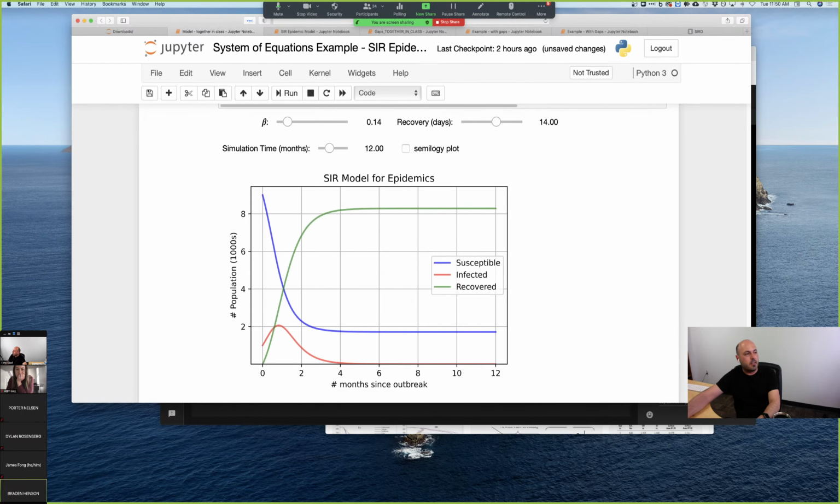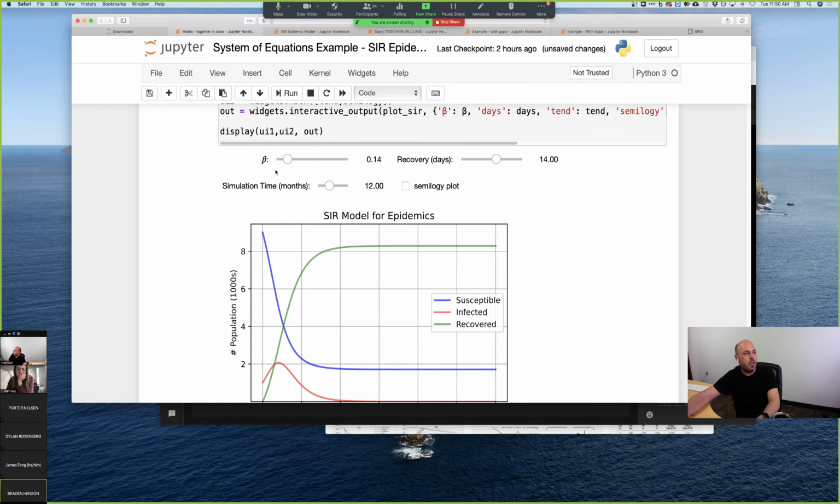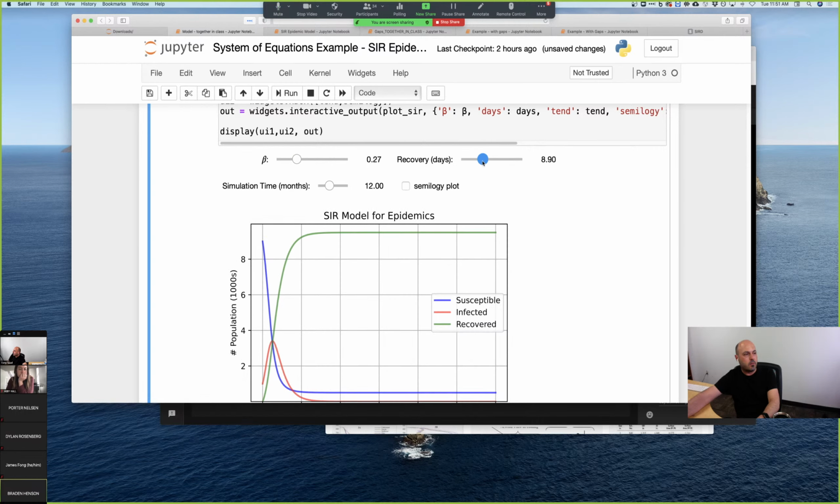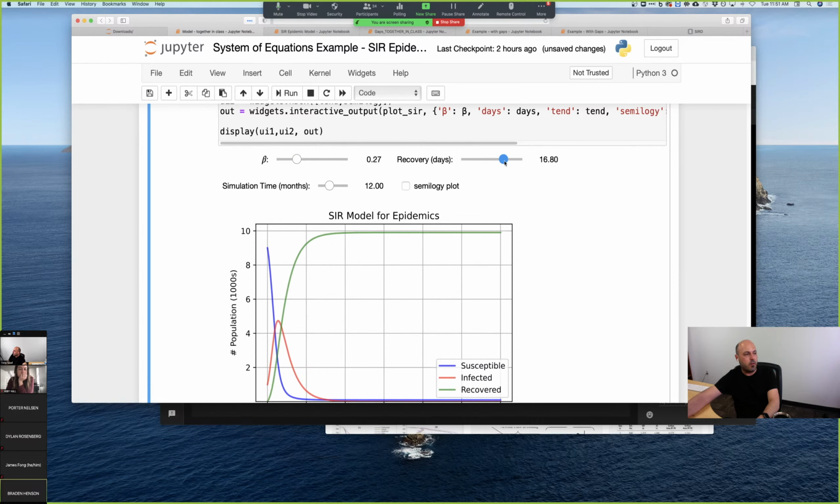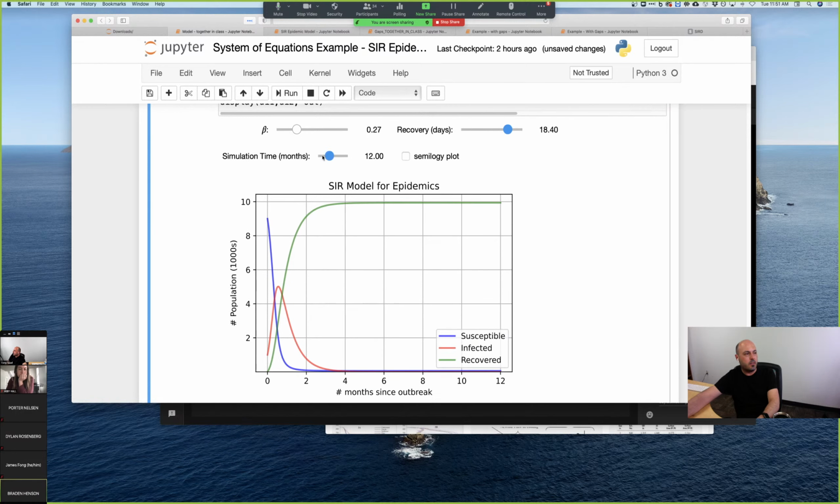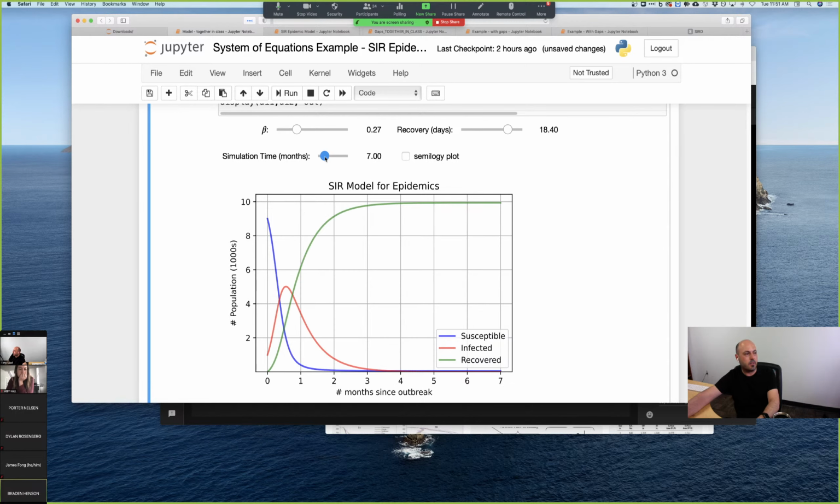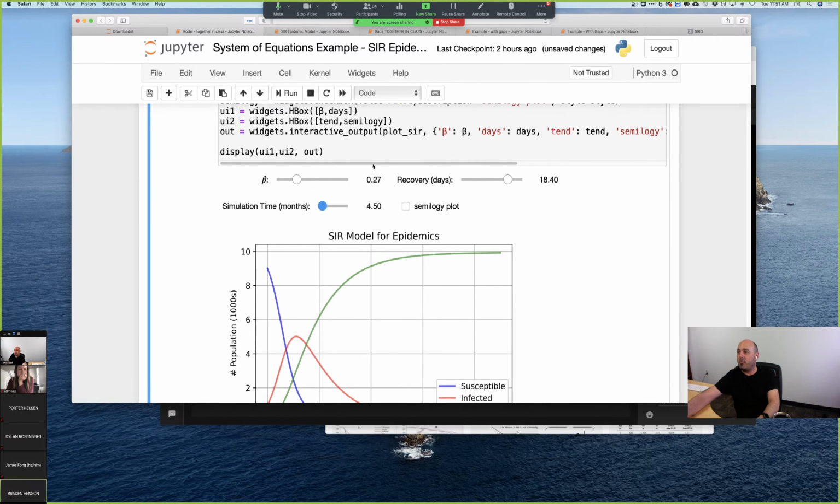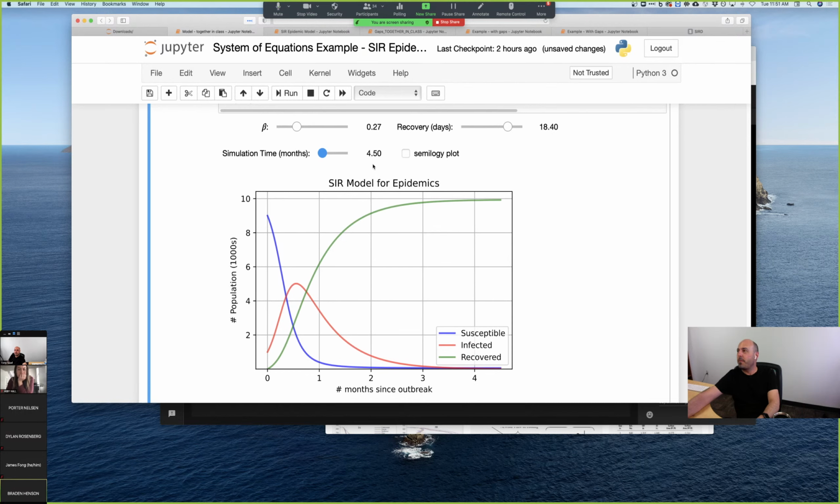And then when you do, you get this interactive simulation where you can just play around with the infection rate, the recovery time, long recovery, etc. You can change the simulation time, however many months this is going to run, 4 months, okay? And you can play around with that as you please.